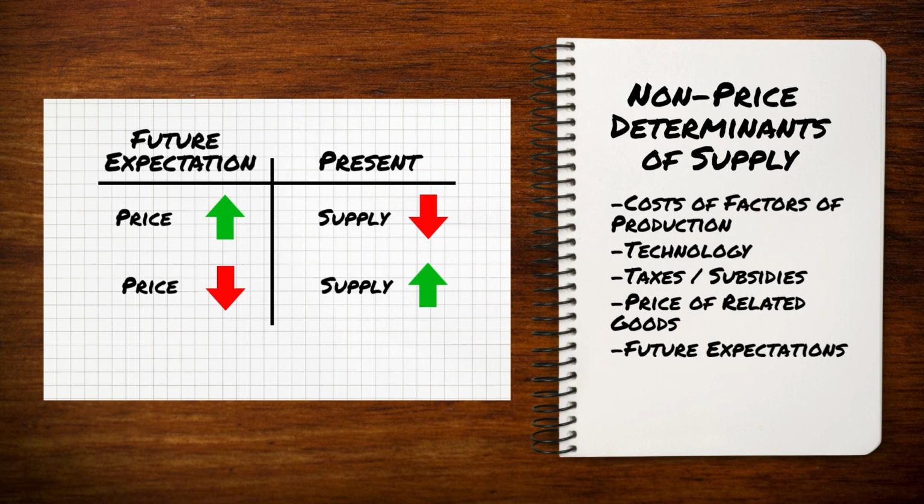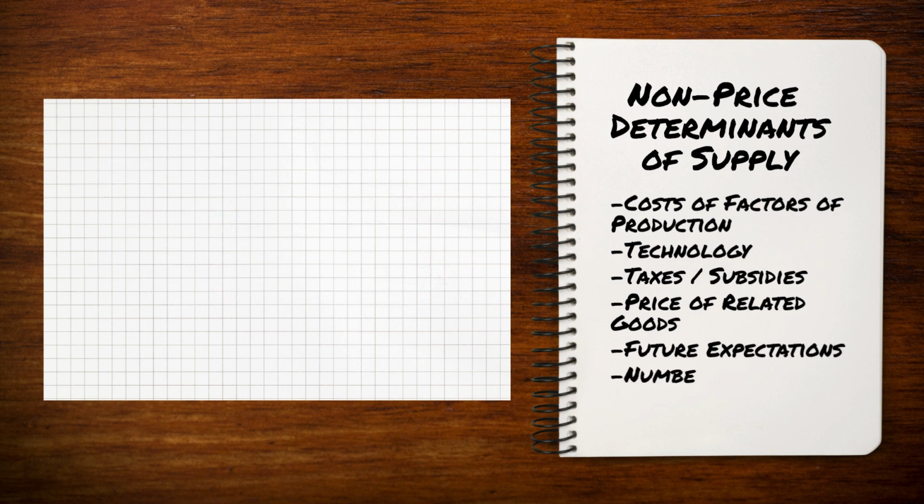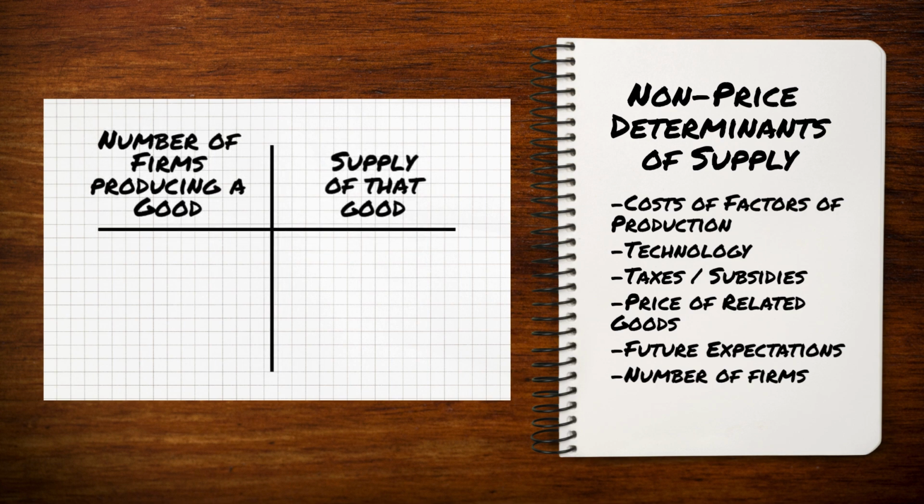Number of firms. And an obvious one is simply the number of firms producing a good. An increase in the number of firms increases the supply, causing a rightward shift. And a decrease in the number of firms causes a decrease in supply, causing a leftward shift.